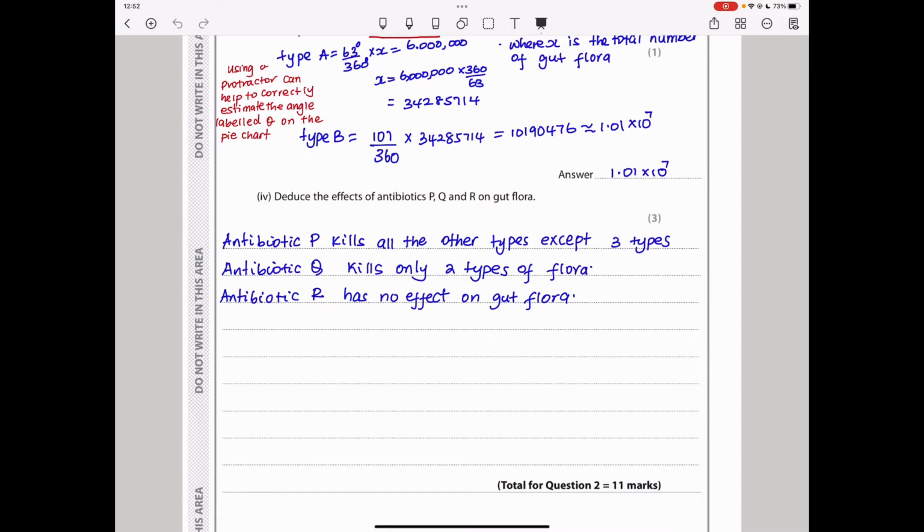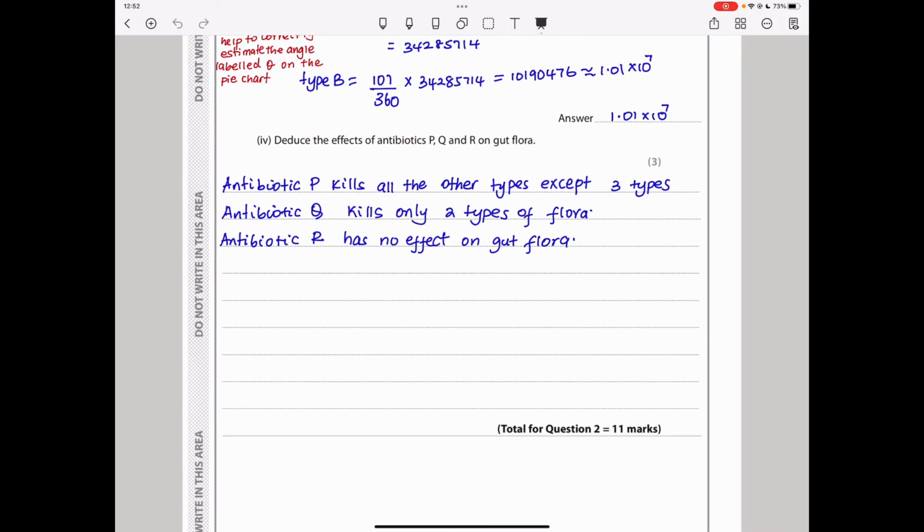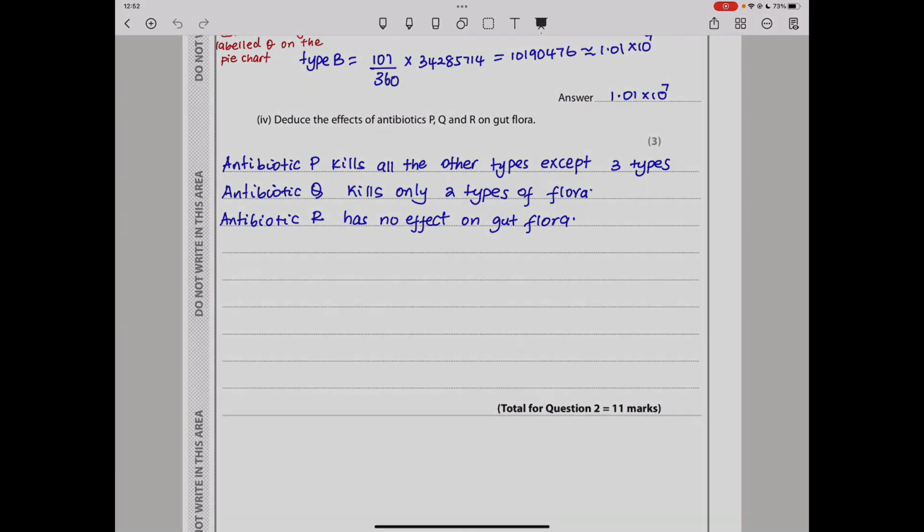If you look at the different pie charts that were given, you can observe that antibiotic P kills all the other types except 3, and then only 3 survived. All the other types were destroyed. For antibiotic Q, it killed 2 types of the flora, and then antibiotic R had no effect on the gut flora. So that is what you can observe from the pie charts. So this brings us to the end of question 2. Let's go on to question 3.